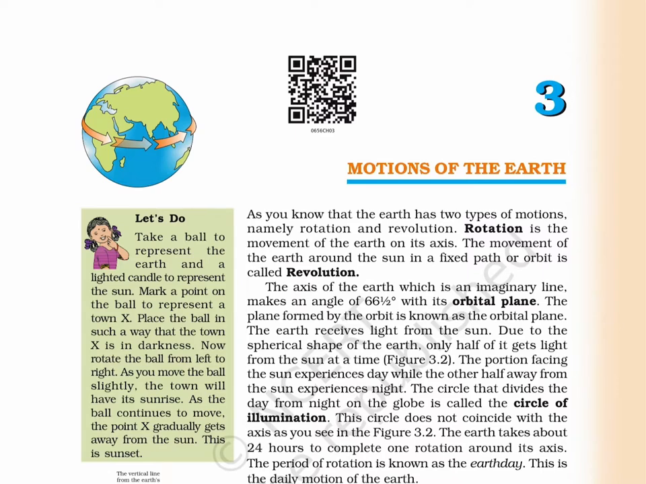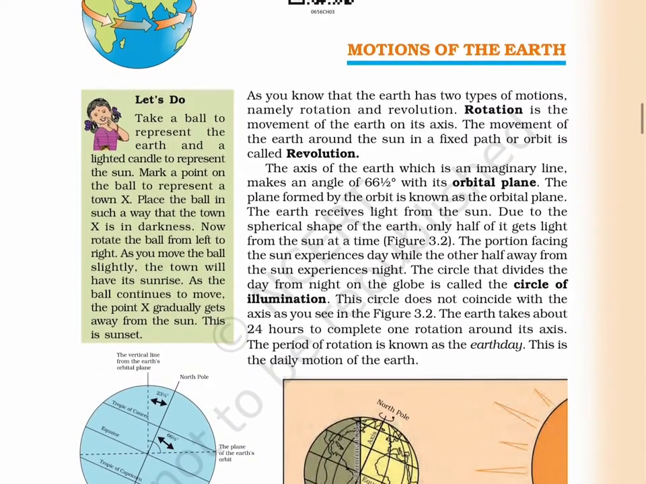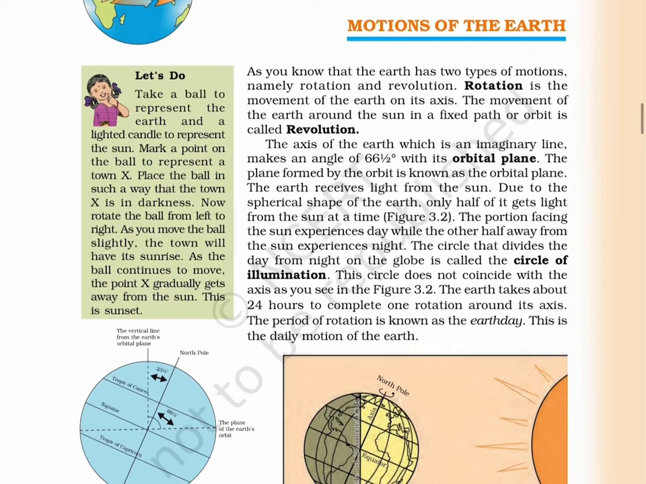Motions of the Earth. As you know, the Earth has two types of motions, namely rotation and revolution. Rotation is the movement of the Earth on its axis. The movement of the Earth around the Sun in a fixed path or orbit is called revolution. The axis of the Earth, which is an imaginary line, makes an angle of 66.5 degrees with its orbital plane. The plane formed by the orbit is known as the orbital plane.